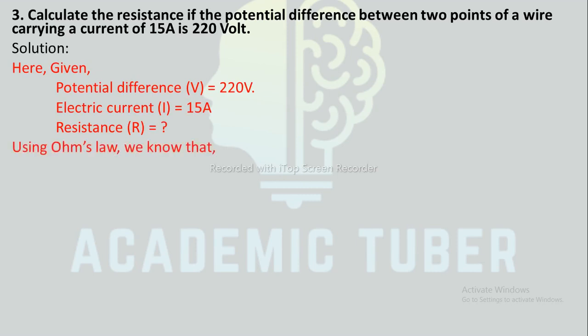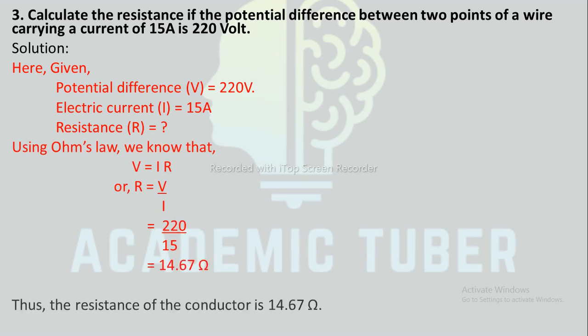So using Ohm's law, we know that V equals IR, or R equals V by I. Putting the values of V and I, we get 220 by 15, which equals 14.67 ohm. So the resistance of the conductor is 14.67 ohm.